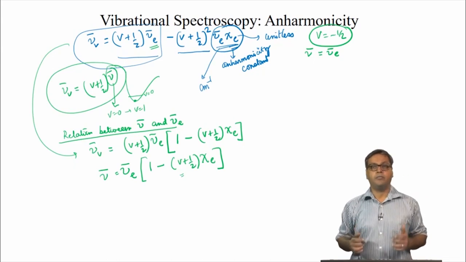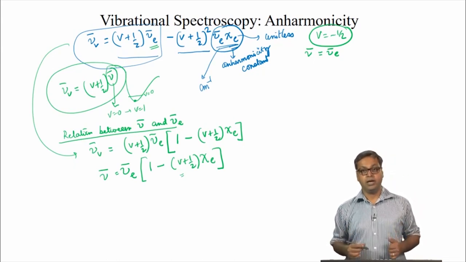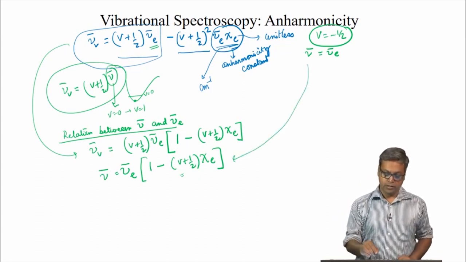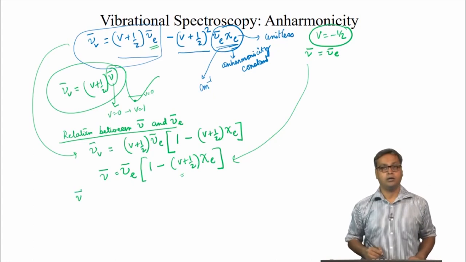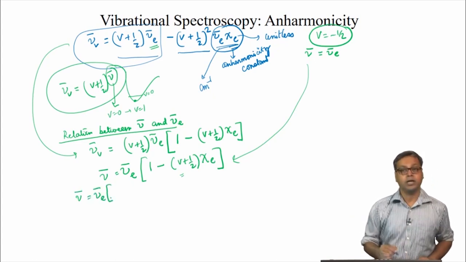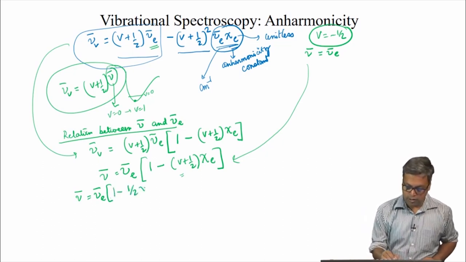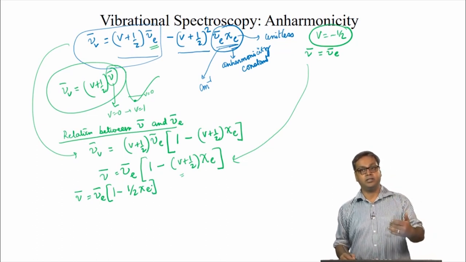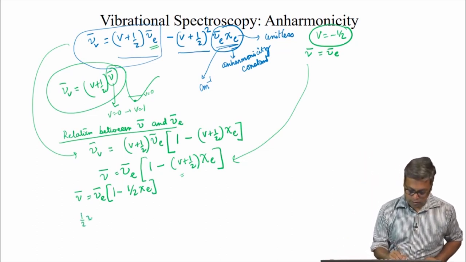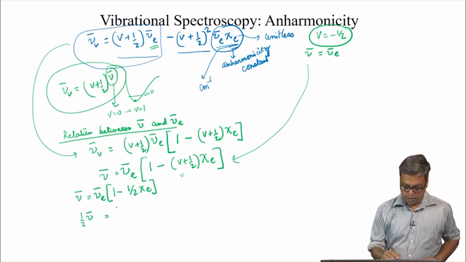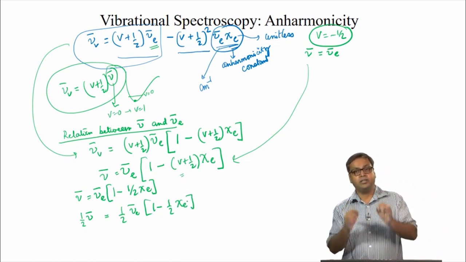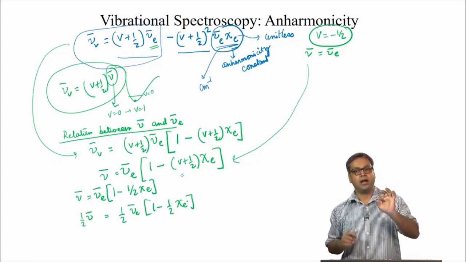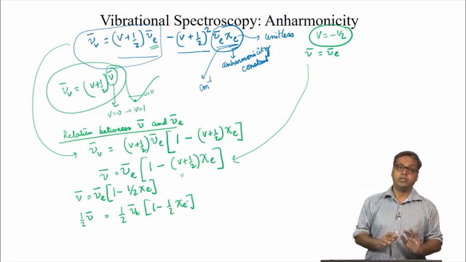But for any real vibrational state where V is positive, the energy is given by this expression. So, in the ground state, we have nu bar equals nu bar E times 1 minus half chi E. And the zero point energy, which is given by half nu bar, is half nu bar E times 1 minus half chi E. So, we can see that the zero point energy differs slightly in the anharmonic oscillator from the zero point energy of the harmonic oscillator.